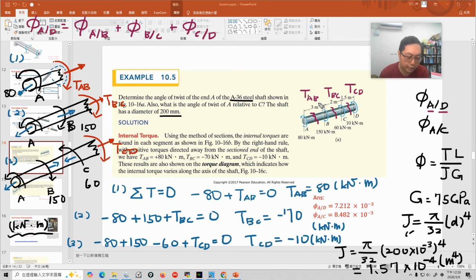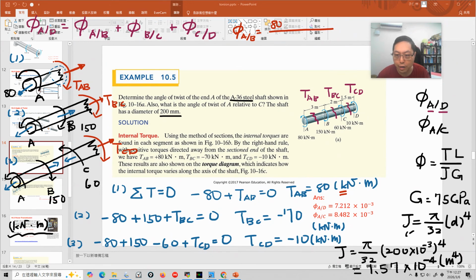So after using the cross section method, we obtain TAB, TBC and TCD, and I think we get all the information we need. So what is phi AB? Phi AB is the deformation of the local area between A and B. The torque is TAB, which is 80, and don't forget we have kilo here.